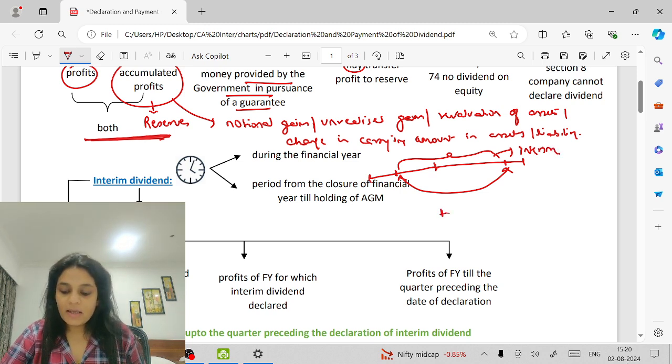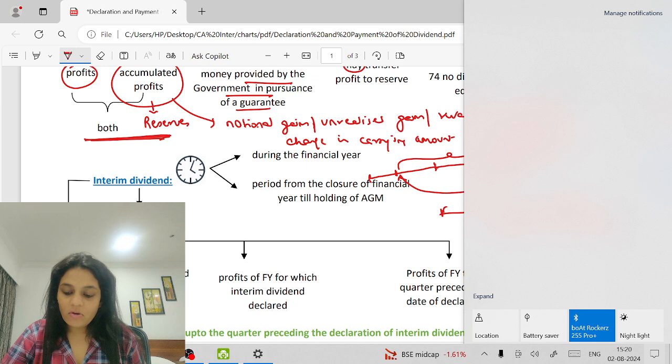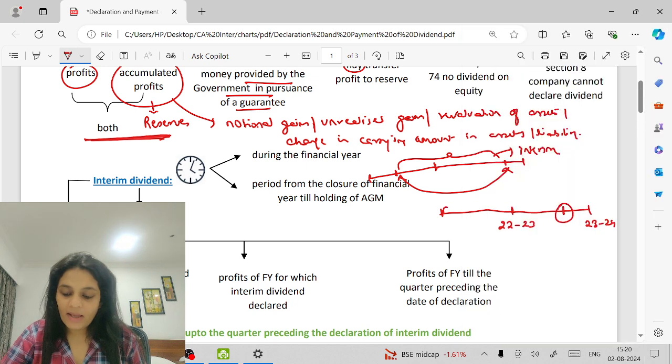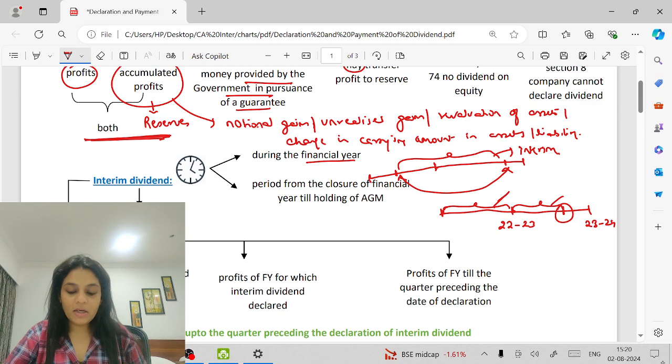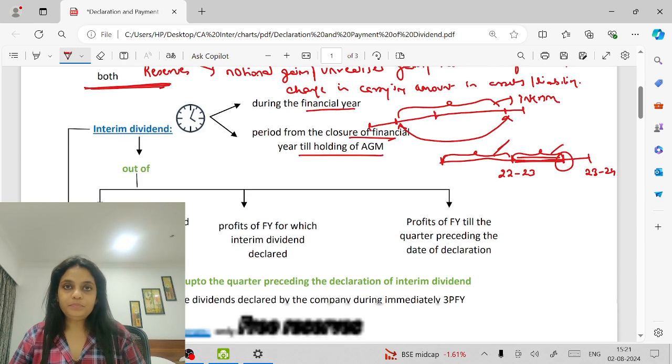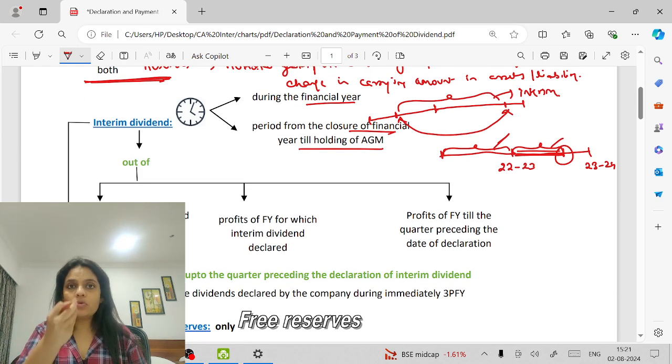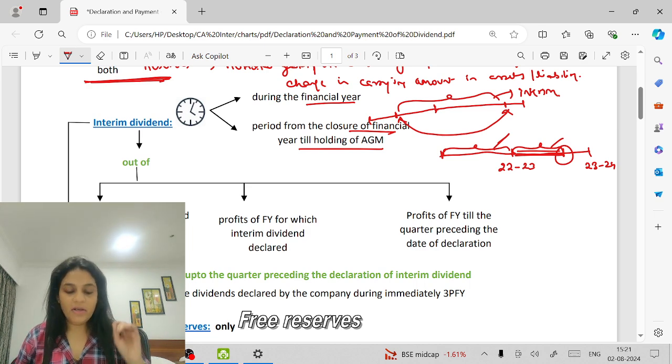So let us say this is my financial year 22-23. This is my financial year 23-24. Somewhere here I call an AGM. So can I declare interim dividend any point here? Yes. Can I declare any point here? Yes. So it is declared during the financial year or period from the closure of the financial year to the holding of AGM. Out of what do I declare my interim dividend?